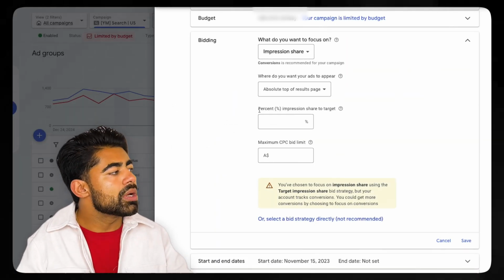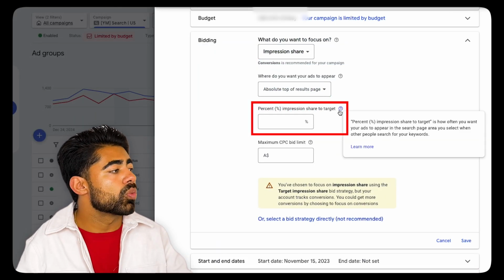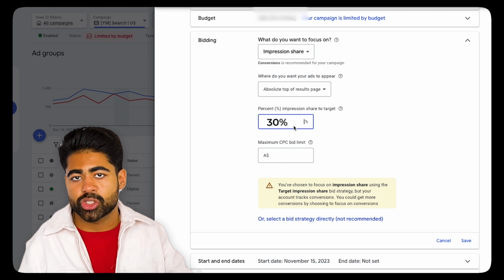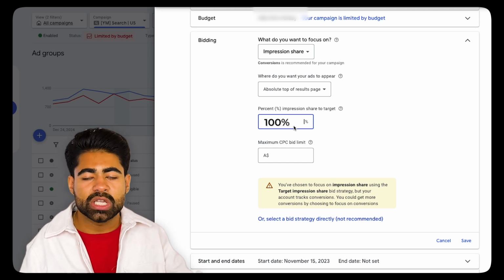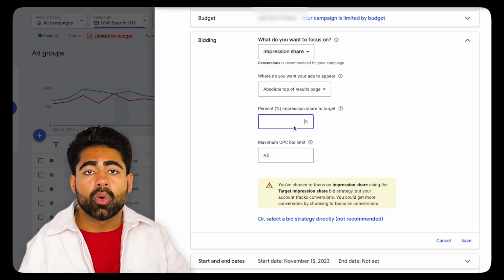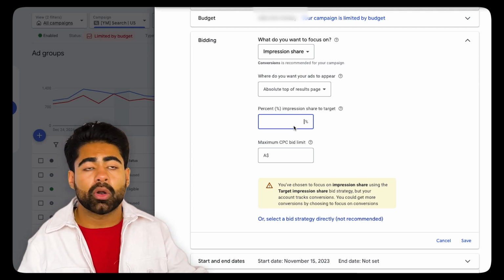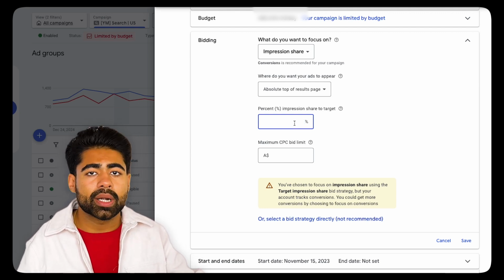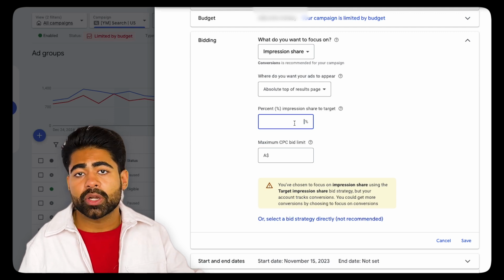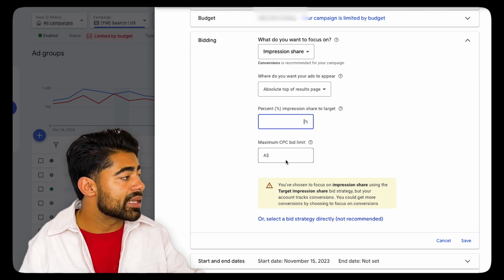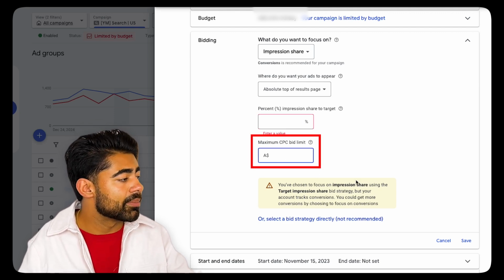And essentially, you can also target a percent impression share you want to achieve. You can say in terms of percentages, you want 30% impression share, 50%, 100%. Of course, the higher this number is, the more your bids are going to be because you're now trying to go after a vast majority of the market. Whereas if it's a bit lower, usually you'll end up reaching a small portion of the market, but that might be a lot better for your situation because that's the highest converting audience possible. And then you can set a maximum CPC bid limit as well here.